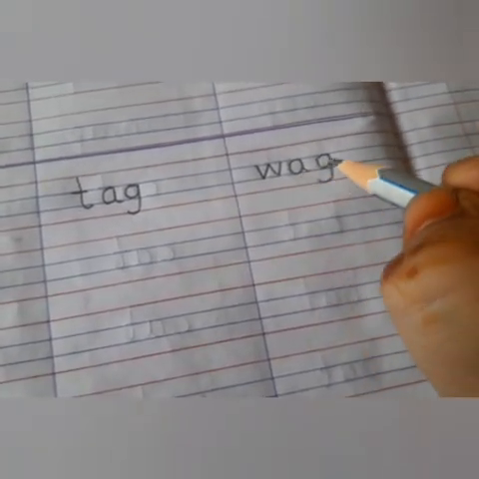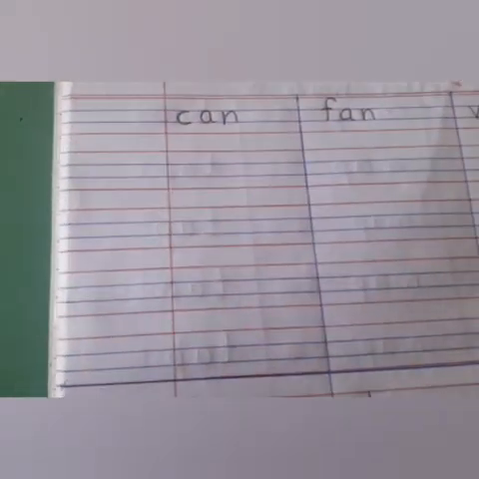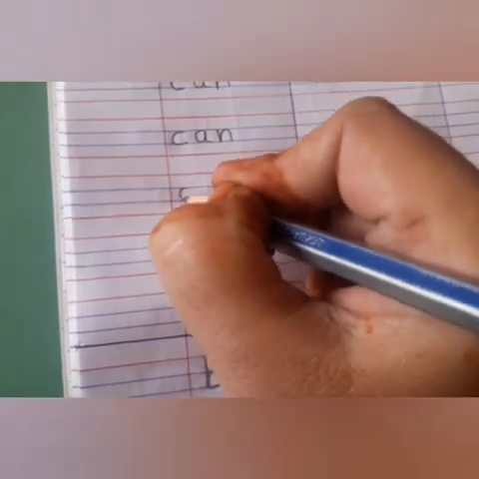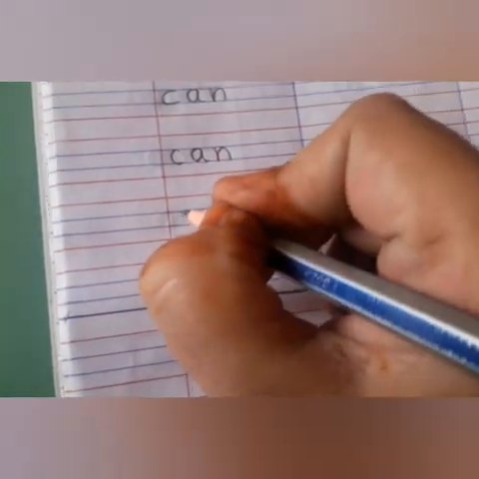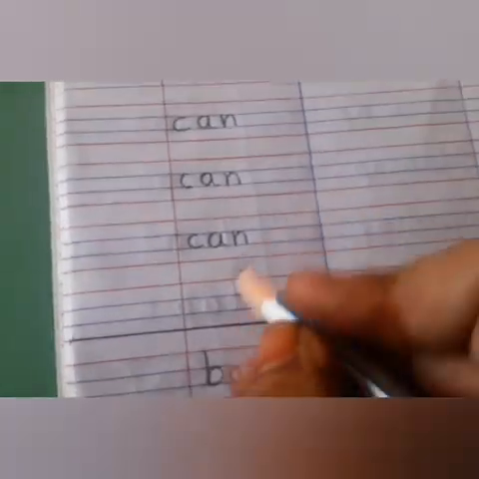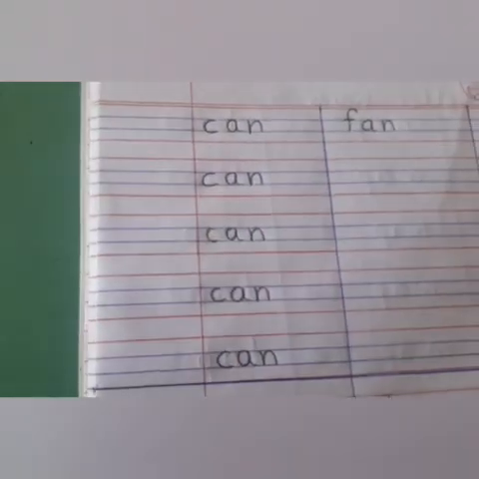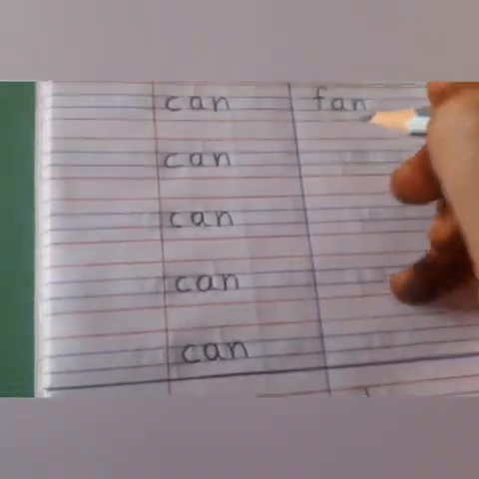Come on children, we will copy the first line. You have to copy with me. Speak and write. C A N, can. C A N, can. Now we will copy the next line.